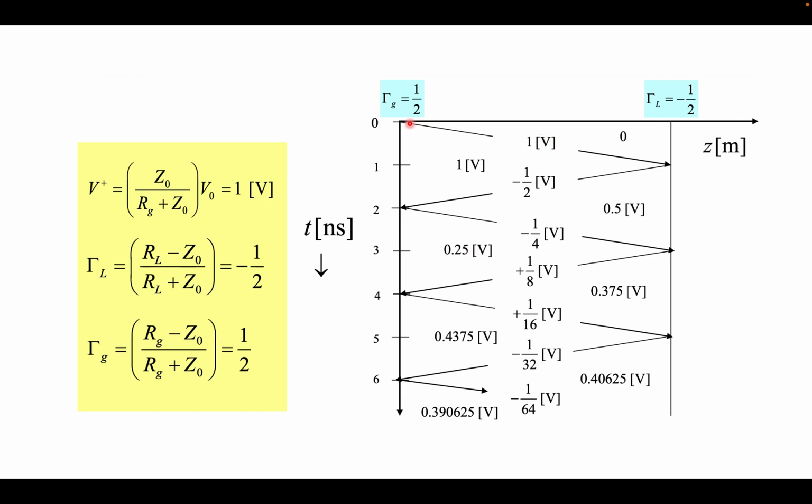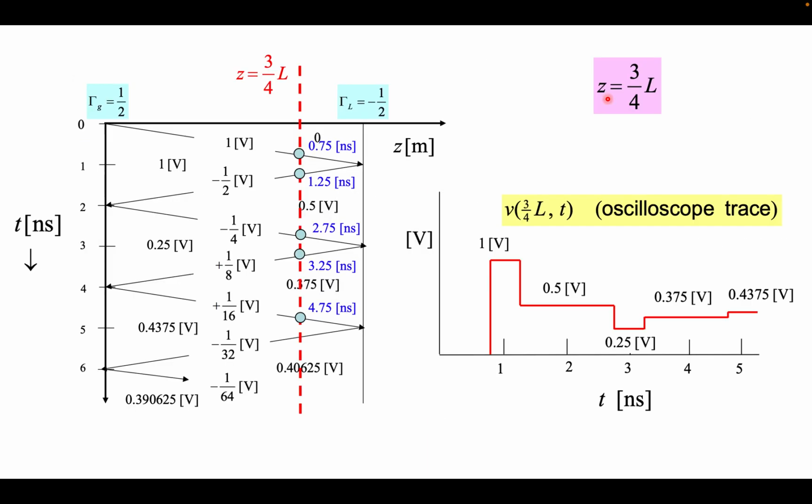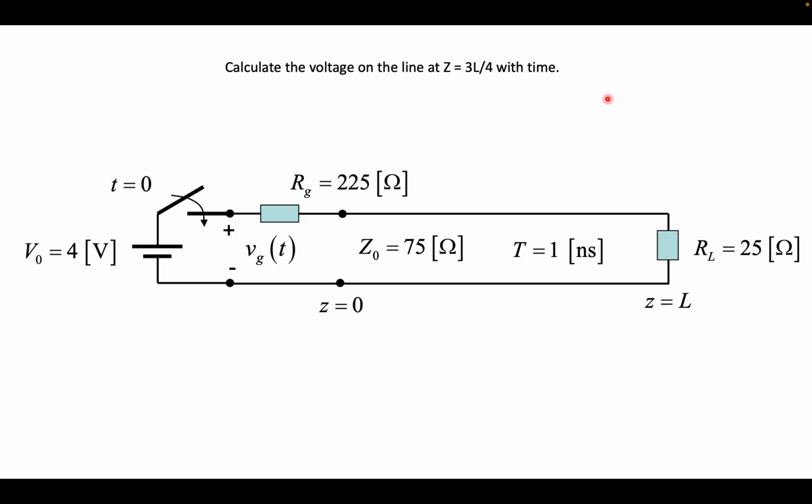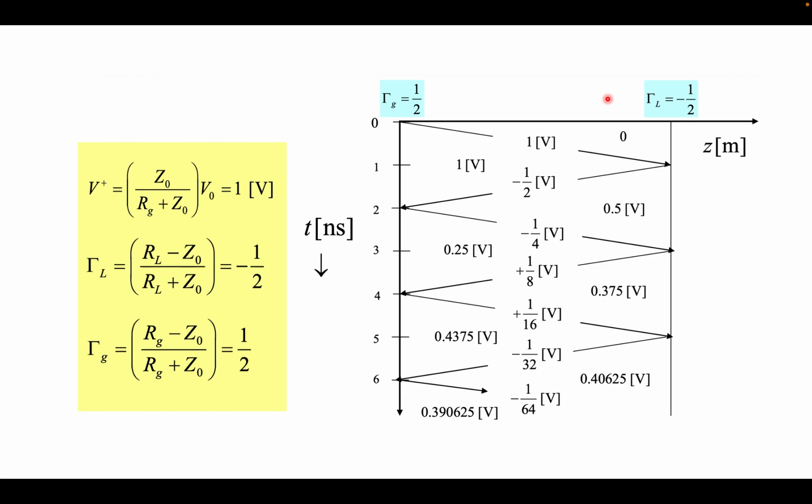Sir, let me just clarify. When we start, it starts with 0 volt, and after 1 nanosecond, it is 1 volt when it reaches the load, right? Yeah, but here, if I draw z is equal to 0.75, the question is asking z is equal to 3L by 4, right? So 1 nanosecond it takes to travel to the other end, but if I ask how much time it will take to travel to maybe half the length, it will take half a nanosecond, right? Yes, sir.